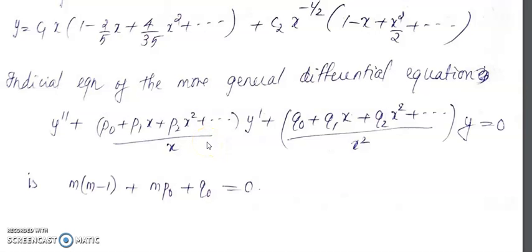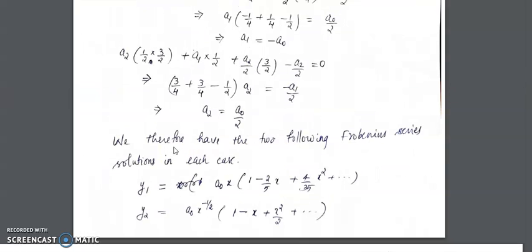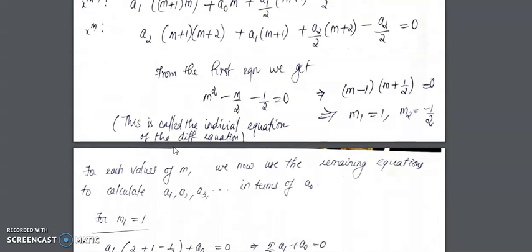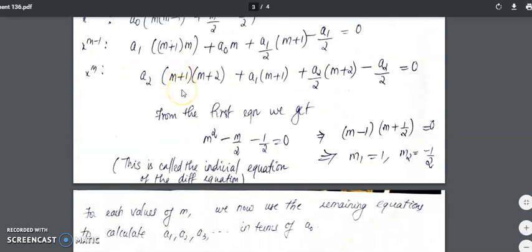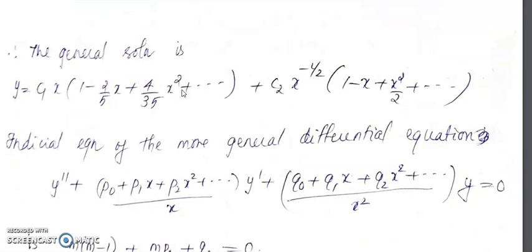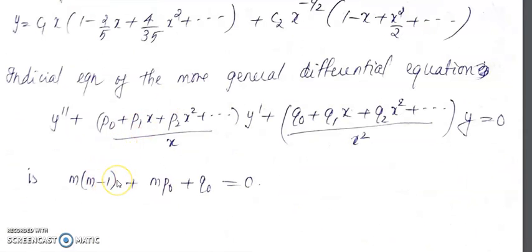So if you equate the coefficients, just as we did here, equating the coefficients of x raised to m minus 2, we are going to get an equation in the form m into m minus 1 plus m p naught plus q naught equal to 0. So this is the initial equation of the general differential equation. When you have an equation in this form, this is going to be the initial equation. So that is m into m minus 1 plus m p naught plus q naught equal to 0.